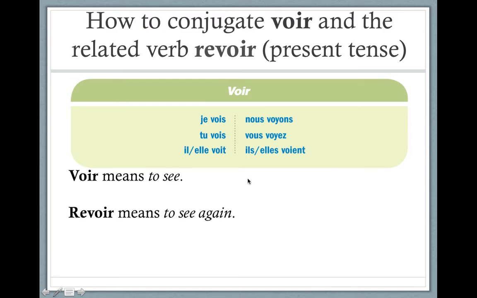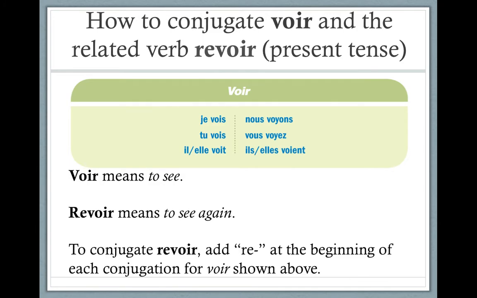Revoir means to see again, right? We have that RE at the beginning, so we can assume that it is a repeated action. Like venir means to come, while revenir means to come back. And to conjugate revoir, you just add RE at the beginning of each conjugation for voir shown above. So just because we have RE before voir, we add RE before each of these. So to say I see again, it would be je revois. You see again, tu revois, and so on and so forth.